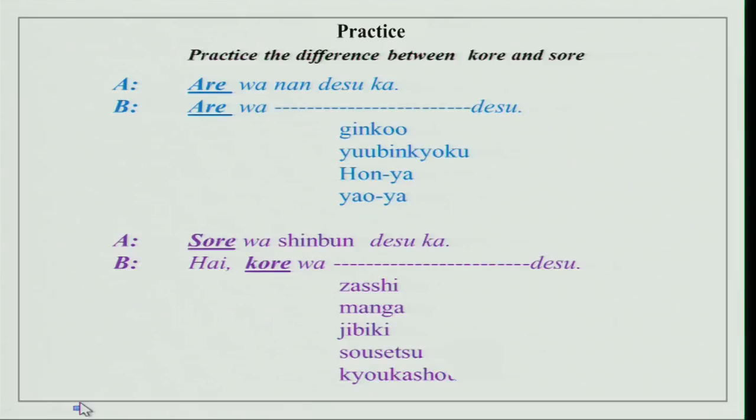You can practice like this. Are wa nan desu ka? Are wa, it could be anything. Ginko, bank. Yubin kyoku, post office. Honya, a bookstore. Yaoya, a vegetable store. Also, you could ask about a certain thing. You could name the object.